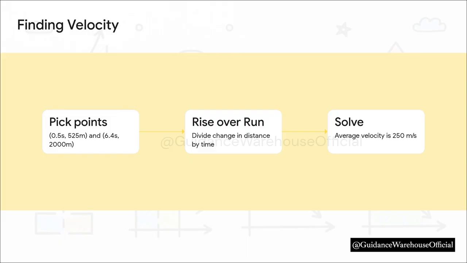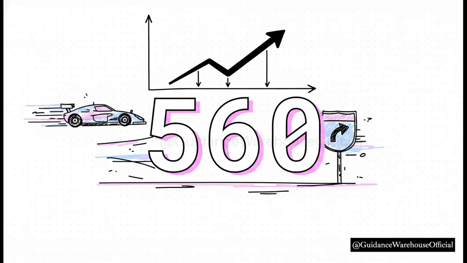The rise is 2,000 minus 525. The run is 6.4 minus 0.5. That gives us 1,475 meters divided by 5.9 seconds. Step 3. Solve it out. That leaves us with an average velocity of 250 meters per second. And just to put that into perspective for a second, 250 meters per second is a staggering 560 miles per hour. That is massively faster than any highway speed limit, all pulled from a simple straight line on a graph.